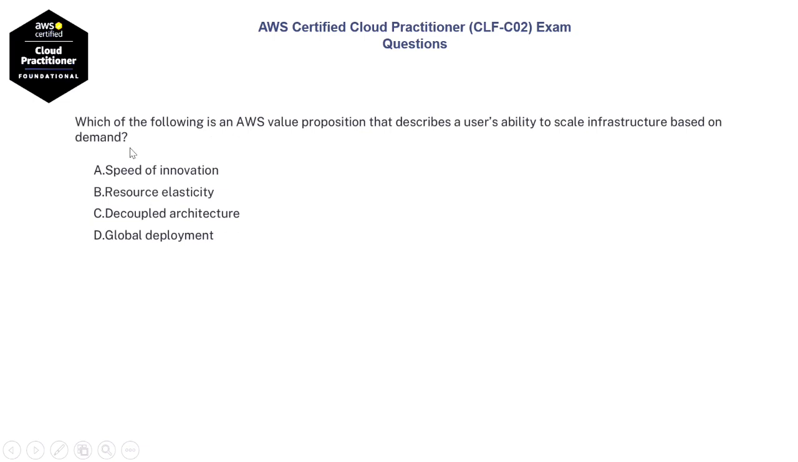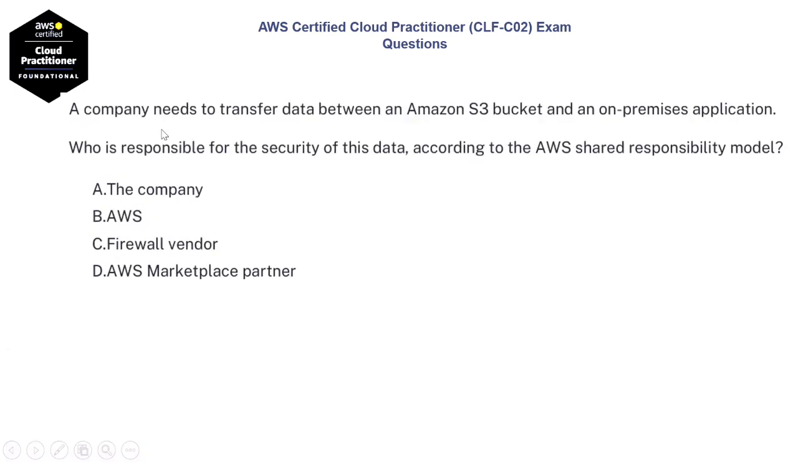Next question. Which of the following is an AWS value proposition that describes a user's ability to scale infrastructure based on demand? Option A, speed of innovation. Option B, resource elasticity. Option C, decoupled architecture. Option D, global deployment. The right answer is option B, resource elasticity. Let's move on to the next one.